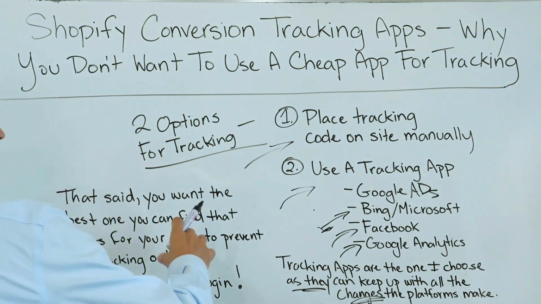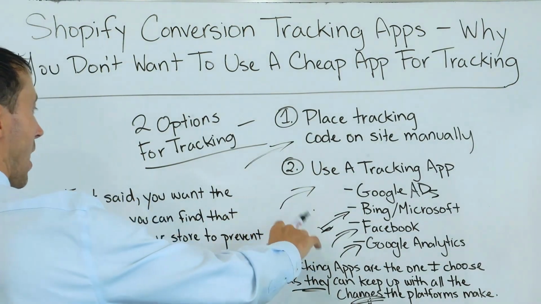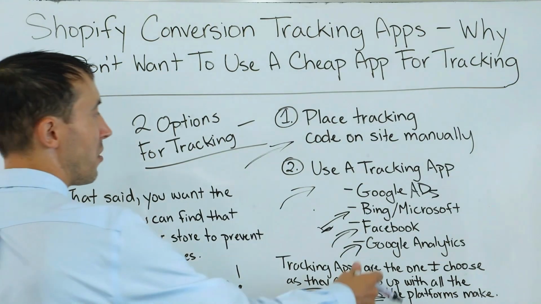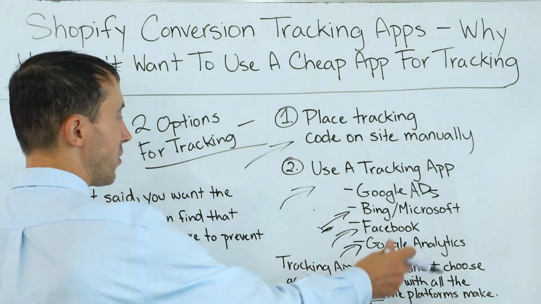So with that said, now that you know, you should probably use a tracking app, and a specialized one for the different platforms that you're talking about. Normally it's going to be whatever ad platform you're running plus Google Analytics.